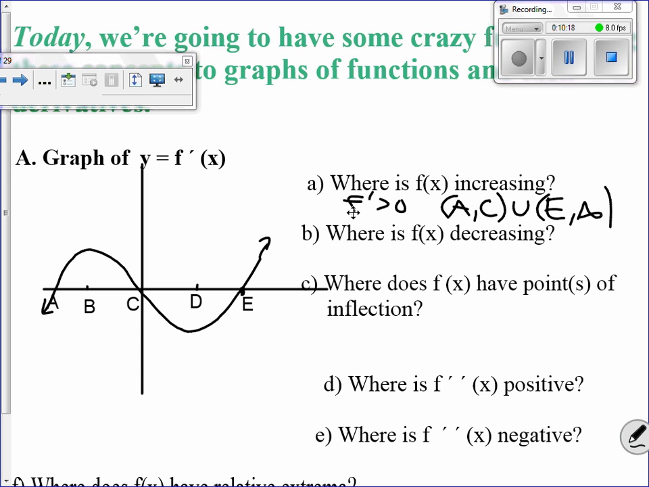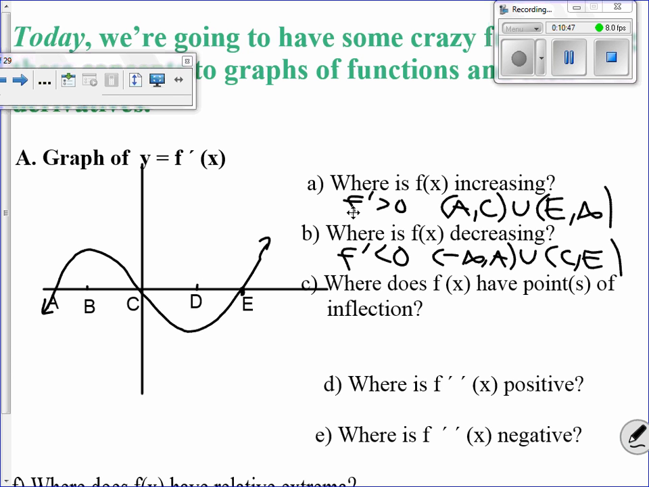So part B says, where is the function decreasing? What does that mean about the first derivative? Negative, right? Okay, now you can look at the graph. Where's the first derivative negative? C to E, I agree with that. And where else? Negative infinity to A, and then again you said from C to E, right? Nice.